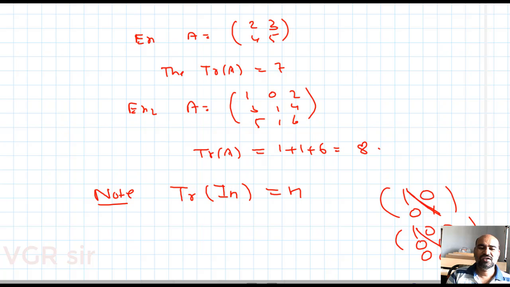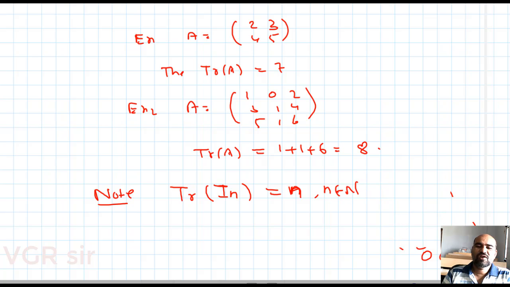That is what I wrote here: trace of In equals n. What is n here? n is a natural number. The trace of the identity matrix equals n. There are several properties. We will discuss the properties of the trace of a matrix later.